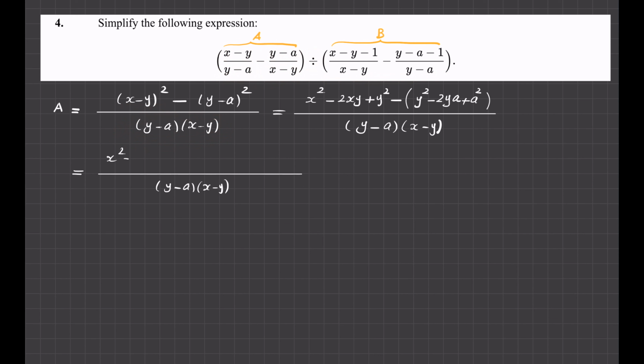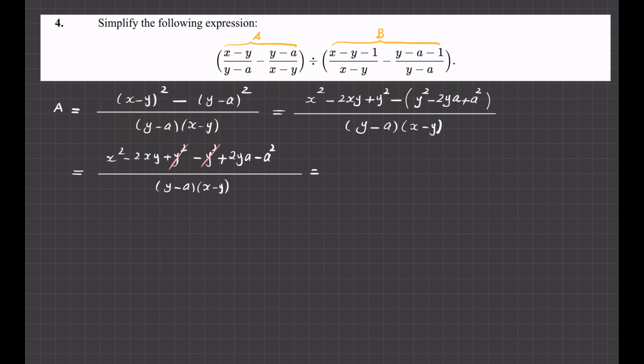x squared minus 2xy plus y squared, I just copy and paste. As usual, you have to be careful about this minus sign, which goes here, here, and there. So then it becomes minus y squared, but plus 2ya minus a squared. Then I try to simplify the numerator if possible, which in this case is, for example, minus y squared and y squared are gone. Is there something more left? No. So I simplify that.